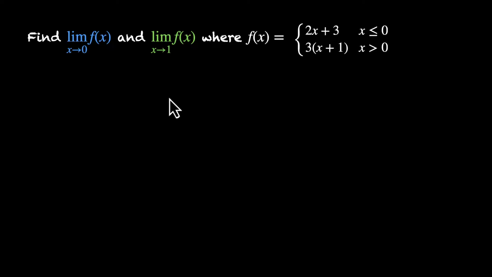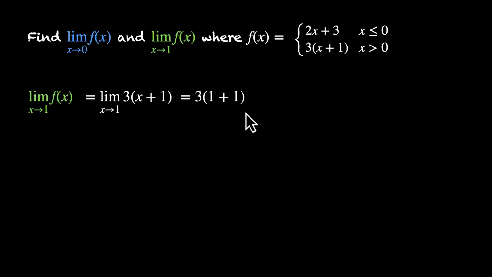So let's do that. The limit as x approaches 1 of f(x) is defined as the limit as x approaches 1 of 3 times (x plus 1), because f(x) is equal to 3 times (x plus 1) for all values that are greater than 0. So anything to the left or to the right of 1 will be using this definition. So let's plug in 1 because this is a polynomial. We can directly plug in values. This is 3 times (1 plus 1). That's 3 times 2. That's 6. So the limit as x approaches 1 of f(x) is equal to 6.